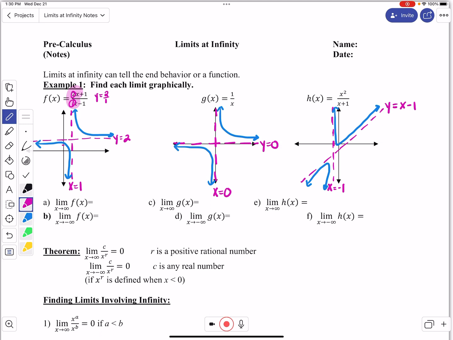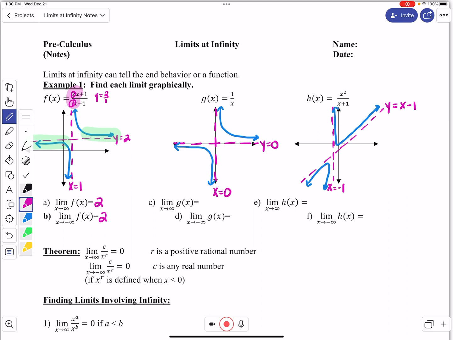So now what we're going to do is just look at the graphs and get an idea of what our limit is approaching. So as x approaches infinity, that's as x goes to the right. What is the y doing? So if I look at this direction here, my y is approaching the value of 2. Now, if I go to the left, so for part B, as x approaches negative infinity, if I'm going this way on my graph, my y value is still approaching 2.